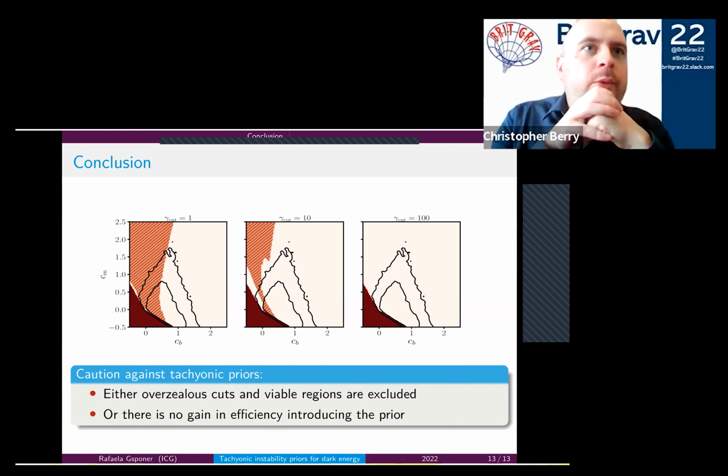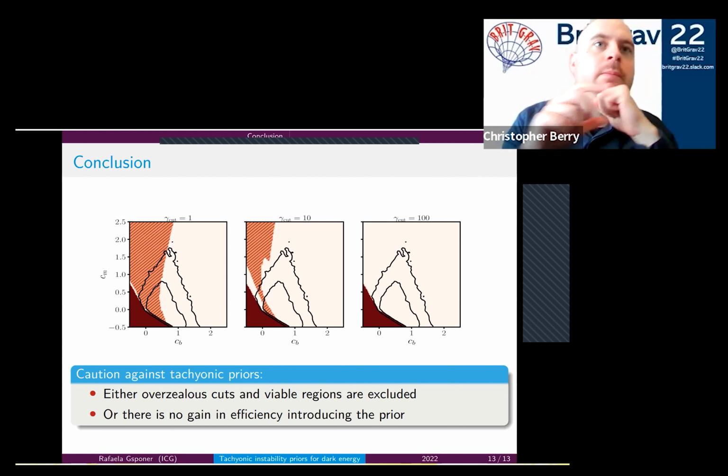So you're arguing against tachyonic priors. You already have a couple of other priors put in. Are there any more on your list to consider now?